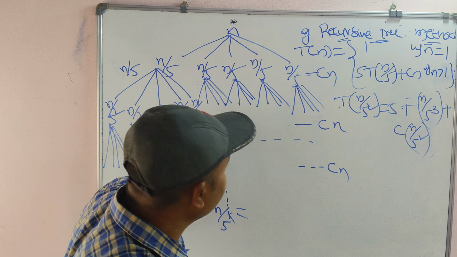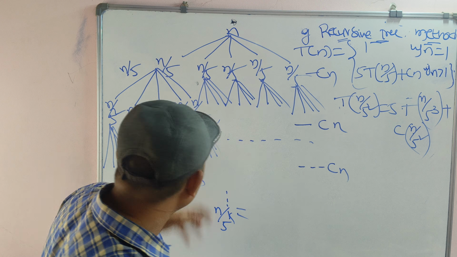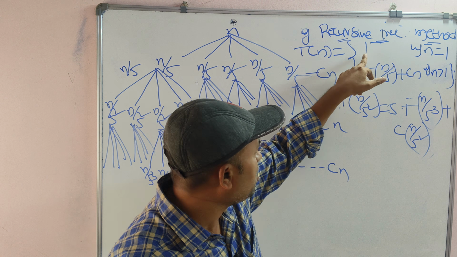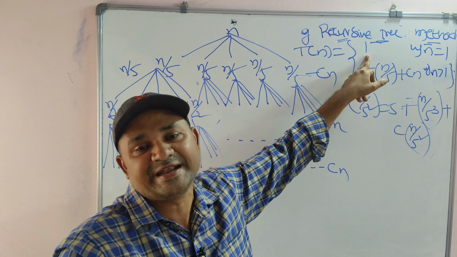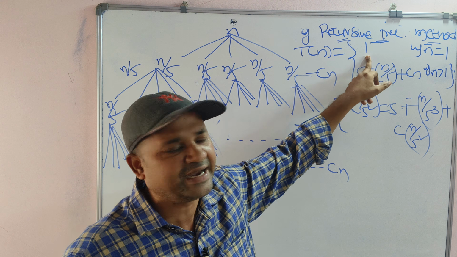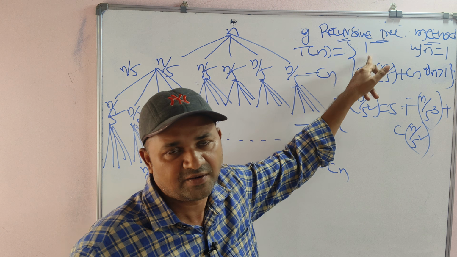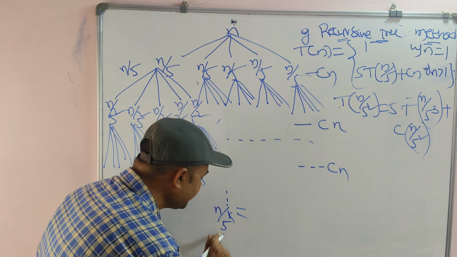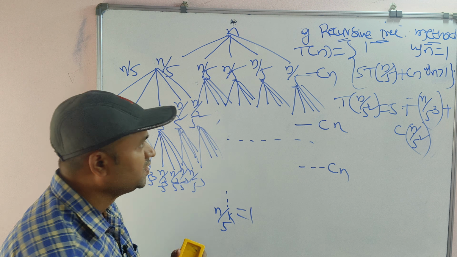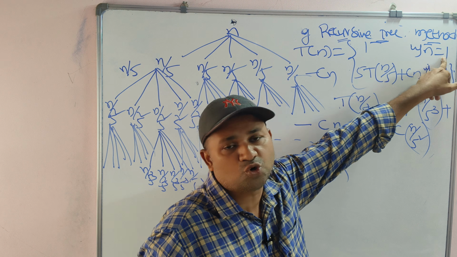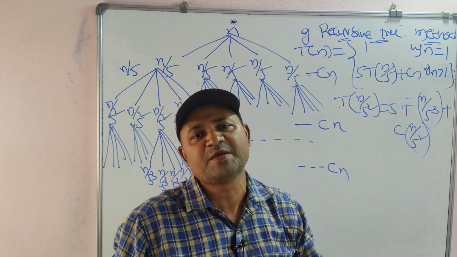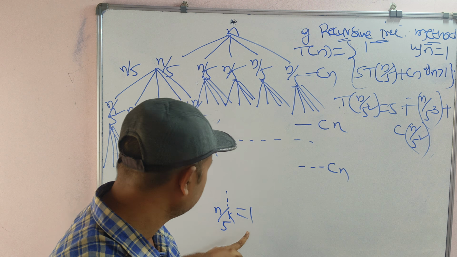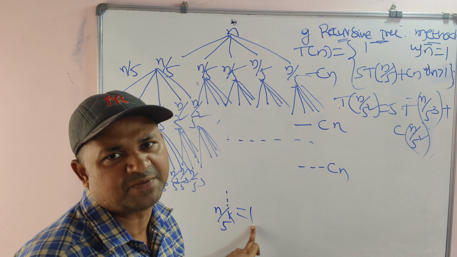So how long can we continue this repetition? As long as the base condition, as long as it is not terminated. So when will it be terminated? When the value is 1. So we have to equate n by 5 power k to 1. When n is equal to 1, then we can stop the process.